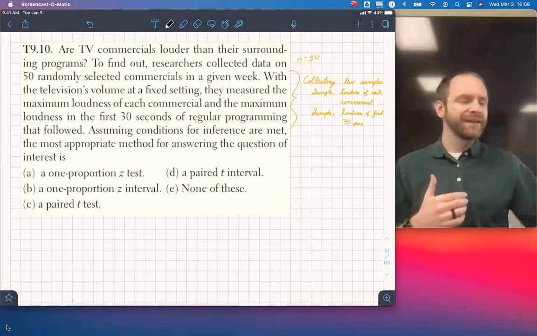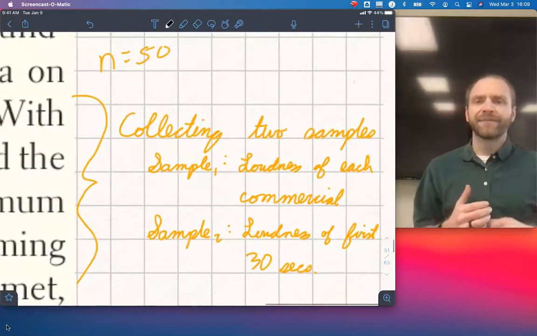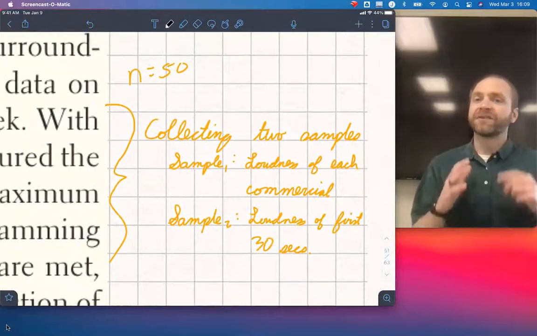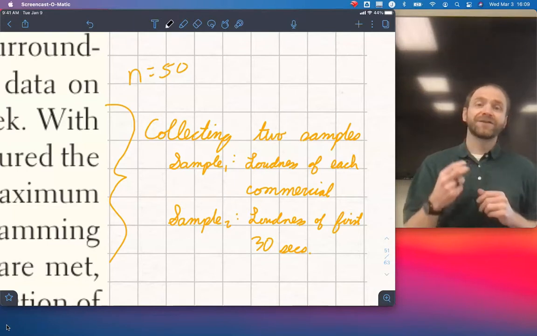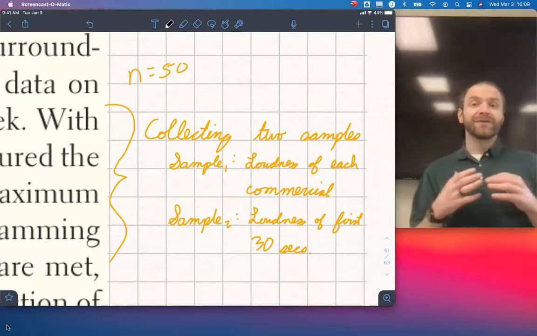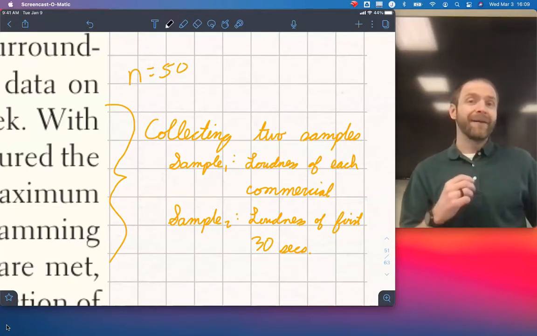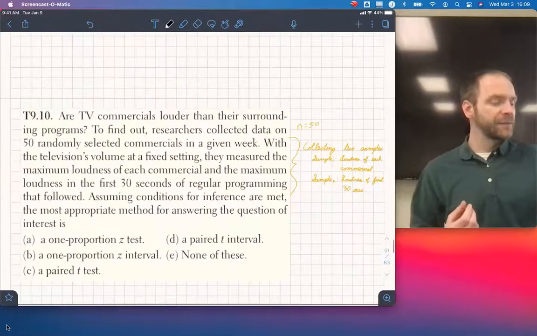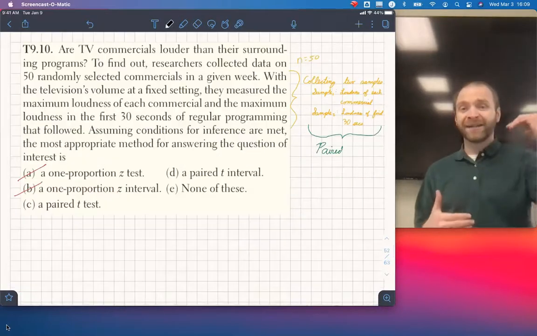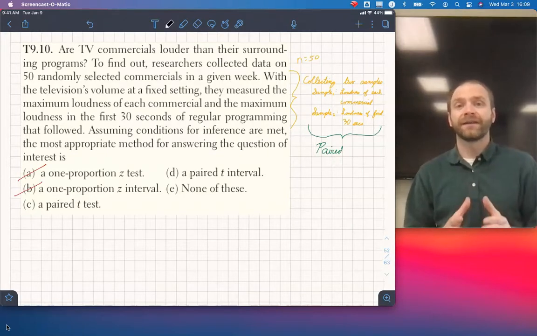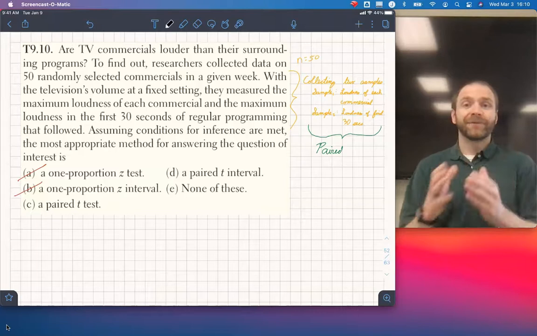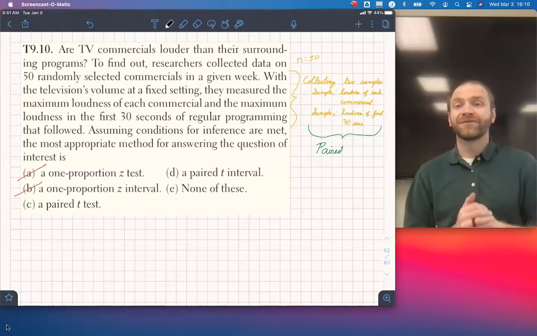I'm going to write down some of the information I know. I know my sample size is 50. I know I'm collecting from 2 samples: loudness of each commercial and loudness in the first 30 seconds. And really, same sample, I'm going to pair those together. So when I look at this, I'm going to eliminate A and B right away because I'm not dealing with categorical. I'm dealing with quantitative. So look at that, I'm down to a 33.3% chance of guessing. I eliminate 2 answers. I'm good to go.